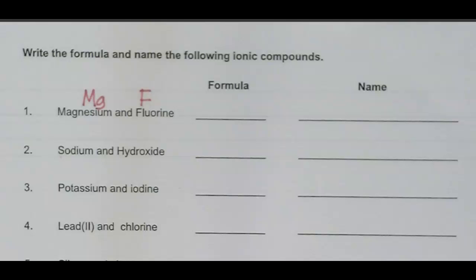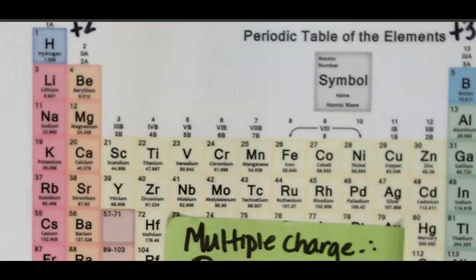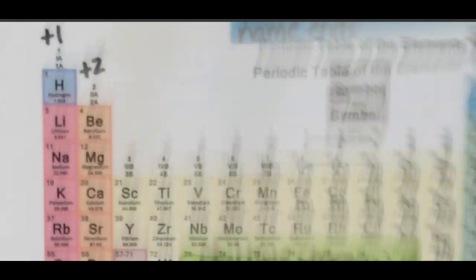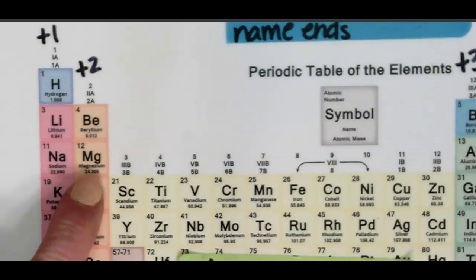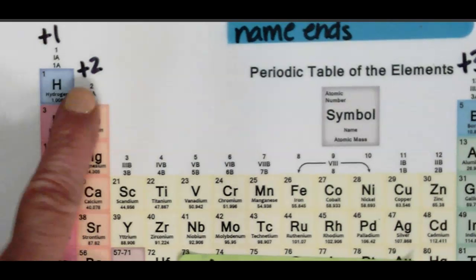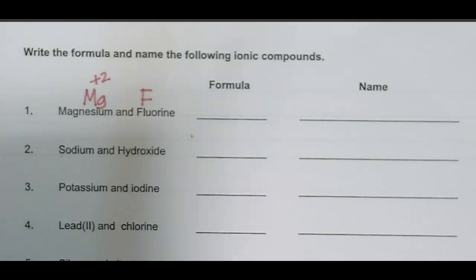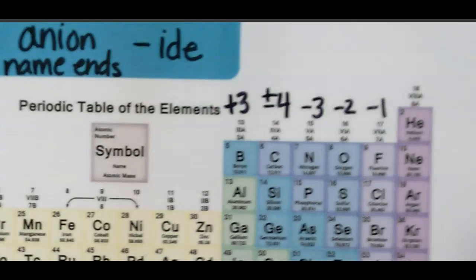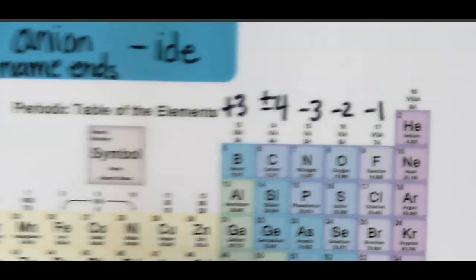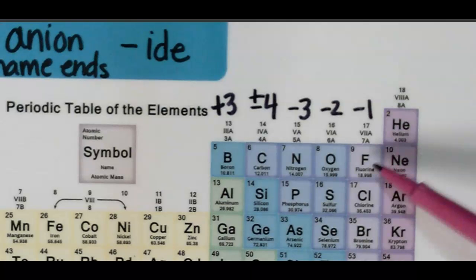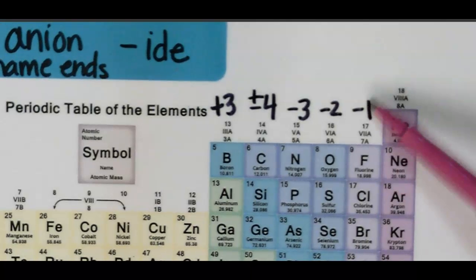So the first thing I do is I know, okay, they're both on the periodic table. So I'm going to go to my periodic table, and the first thing I'm going to do is find magnesium. It's right here. And so magnesium is a +2. So I'm going to put on top of here a +2. Now, I have to have always a plus and a minus, a cation and an anion. And so with magnesium being a positive, fluorine has to be the negative. And here it is. It is a -1.